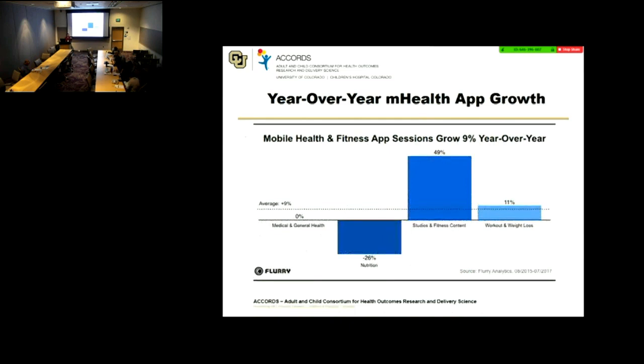Again, I'm not going to spend a lot more time on this, but looking at the year-over-year growth, it shows where things are of interest. There's a lot in the idea of fitness content, weight loss, and nutrition. And not so much in medicine and general health. Does anybody know why that is? Anybody have an idea why that might be?